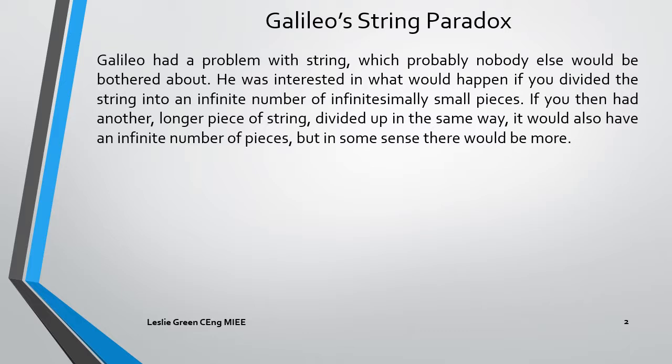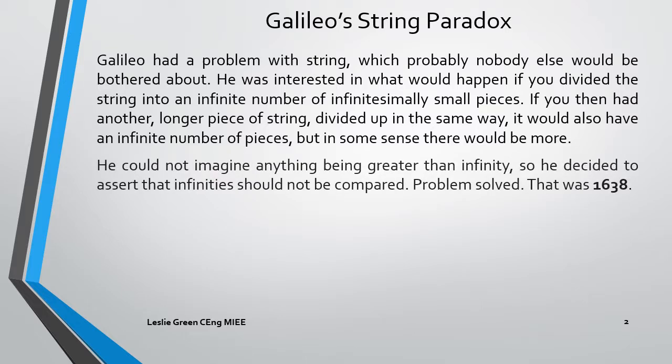Galileo could not comprehend the idea that if string was composed of infinitesimally small pieces, then a longer piece of string would have a greater infinity of these small pieces than a shorter length of string. Rather than resolve this problem, he just gave up and said such infinities should not be compared.